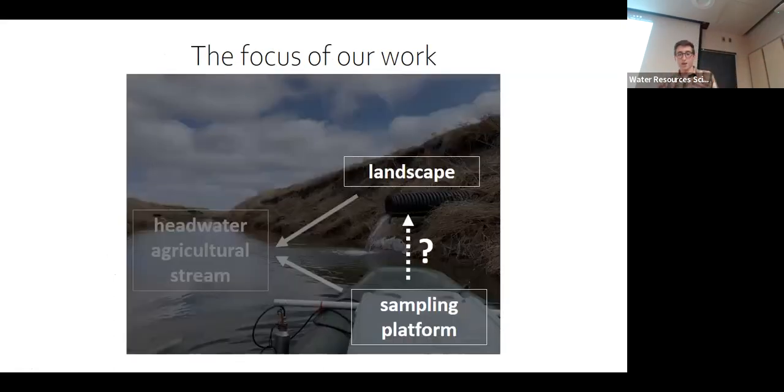But I've pitched this sampling platform, and one of the questions that we're really interested in is how we can use this to better understand what happens on the landscape and how that influences the water quality. So I want to discuss that point a little bit.